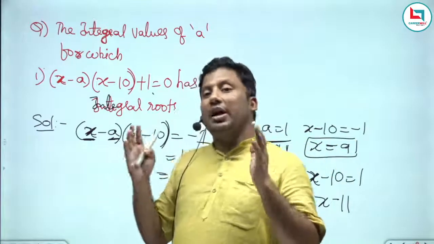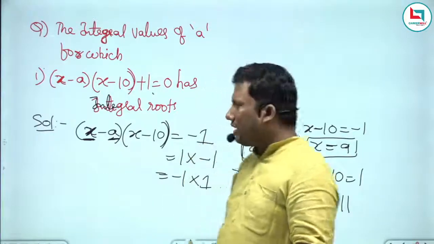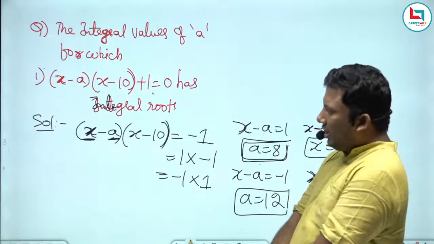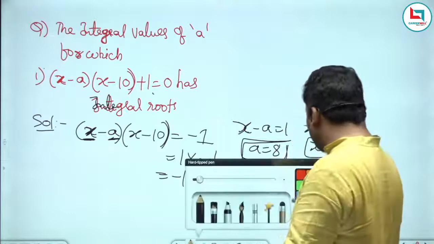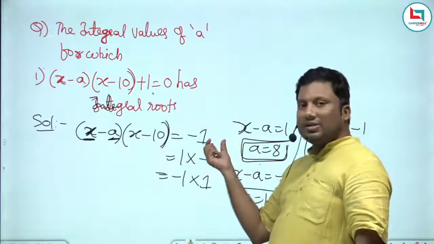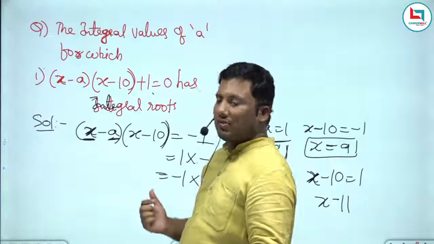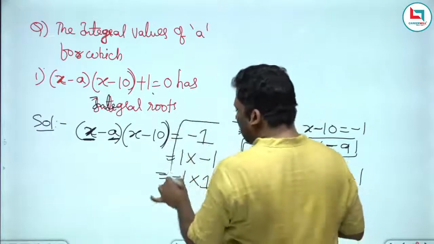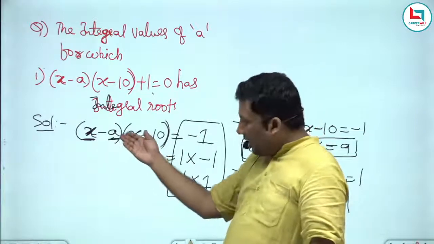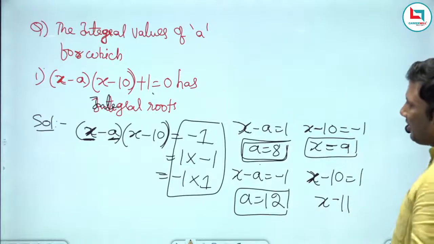What are the integral values of A for which this equation holds? Most of the students will end up doing b square minus 4ac. Ideally, do not use that approach. x minus A into x minus 10 plus 1 equivalent to 0 has integral roots. The 1 comes to the right hand side as minus 1, so it can be 1 into minus 1 or minus 1 into 1. Why are we able to write it this way? Because A is an integer, and x is also an integer.